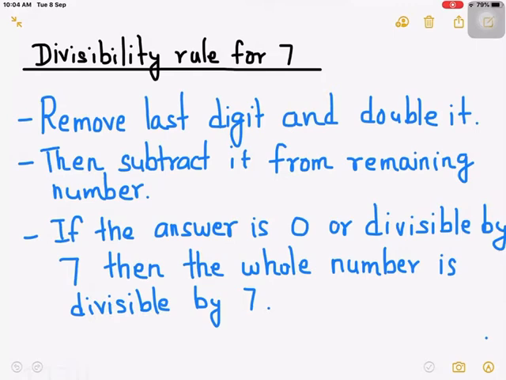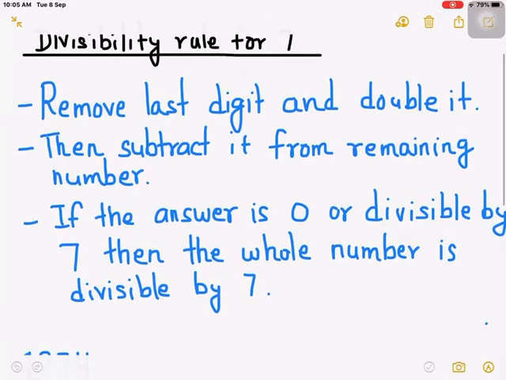Means we have to subtract that number which we have removed and doubled from the remaining number, and if we get 0, then it is divisible by 7, or if it is not 0 but is divisible by 7, the whole number is divisible by 7.